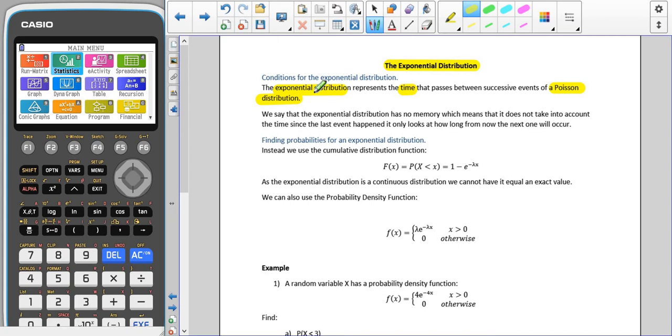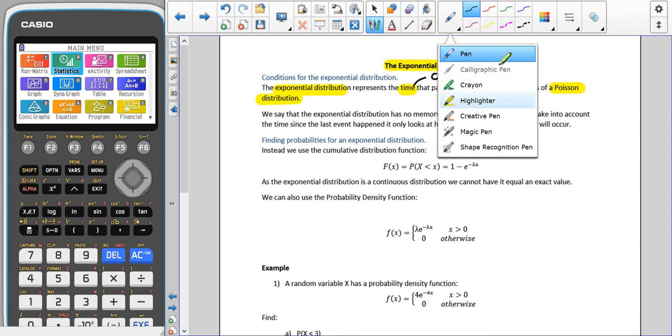Because the exponential distribution is the time between these events, that means that the exponential distribution is a continuous distribution. Because we're talking about time here, we are saying that this is continuous. That makes it similar, in a way, to the normal distribution in that less than and less than or equal to notation are going to give us the same value, because we can't count an exact value. That also means the probability of x equaling anything is going to be equal to 0, because it is continuous.